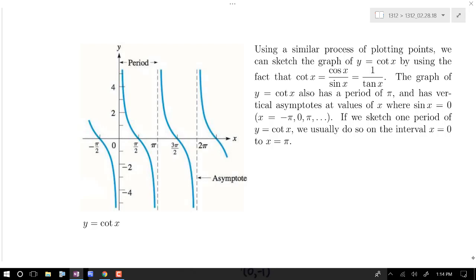Only with cotangent, we graph from 0 to pi. Its asymptotes happen when sine is 0. So sine is 0 at 0, and at pi it's on the left and right extremes of the circle. So that's why we graph from 0 to pi instead of from minus pi over 2 to pi over 2. With the tangent function, that has its asymptotes when cosine is 0, and that's why we graph from minus pi over 2 to pi over 2.